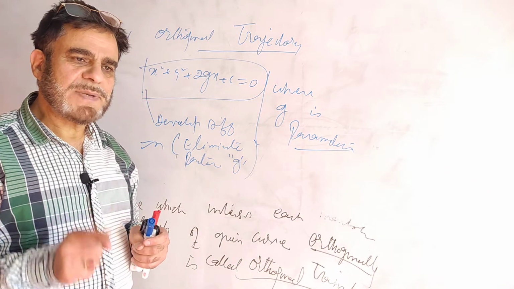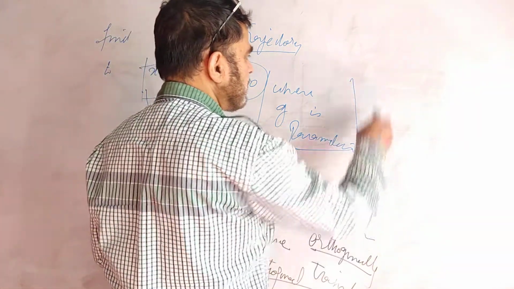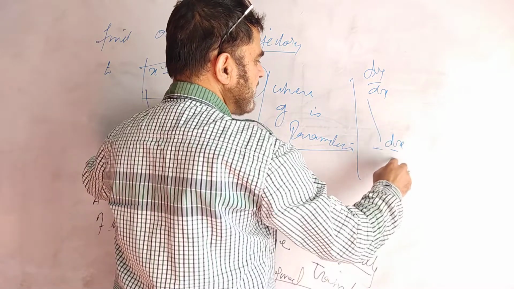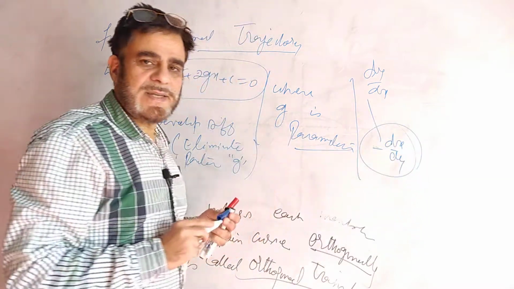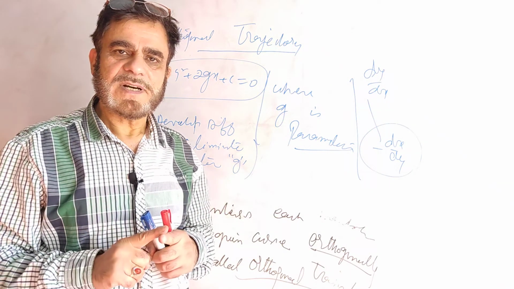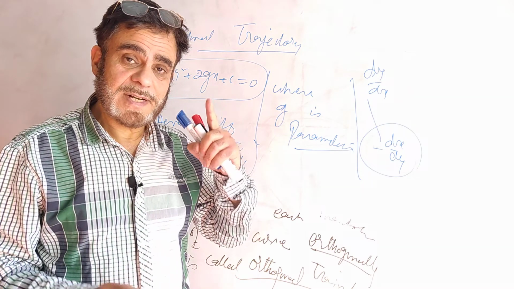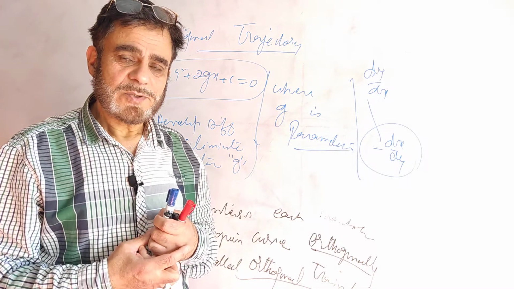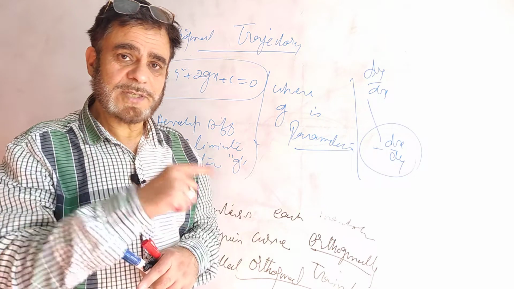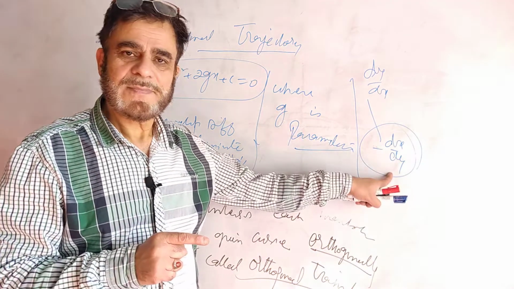Now after that, in this equation you get dy by dx, and you replace it by minus dx by dy. Why? Because first you know the angle between two curves is the angle between their tangents at the common point of intersection. So what is the slope of the tangent there? It is dy by dx. When another tangent becomes orthogonal to that, what will be the slope of that? It will be minus dx by dy.